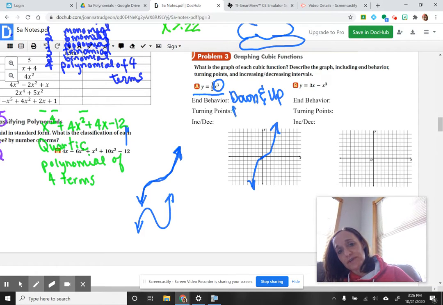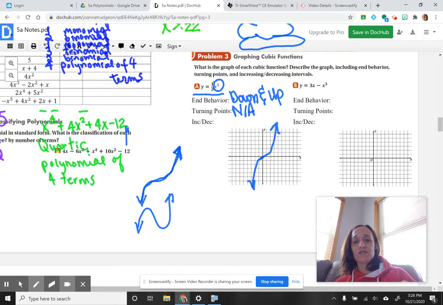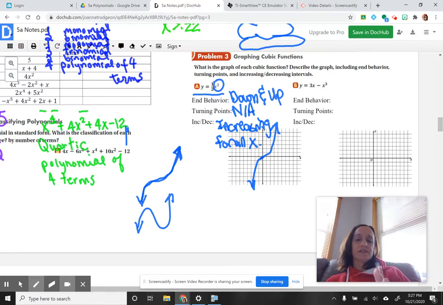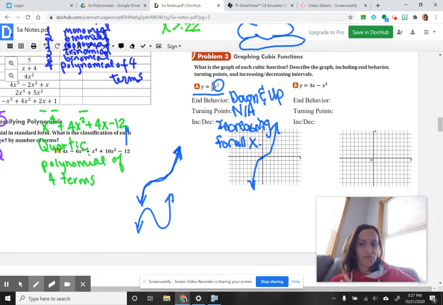Turning points, there's none. Increasing or decreasing, well, it's increasing for all x, because it's always going up. And maybe I didn't say it earlier, but increasing, decreasing is always like reading. As you read from left to right, what is it doing? All right, next one.